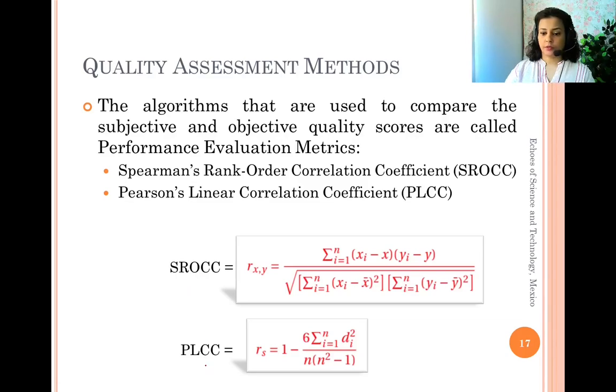So for both SROCC and PLCC, N represents the total number of observations, and xi is the ith representation of x, and yi is the ith representation of y. In PLCC, di represents the difference between xi and yi. Both SROCC and PLCC generate a scalar output that is a number between 0 and 1. If the number is closer to 1, the correlation is considered to be very good, which represents that the predicted quality score is in agreement with the human judgment or MOS.